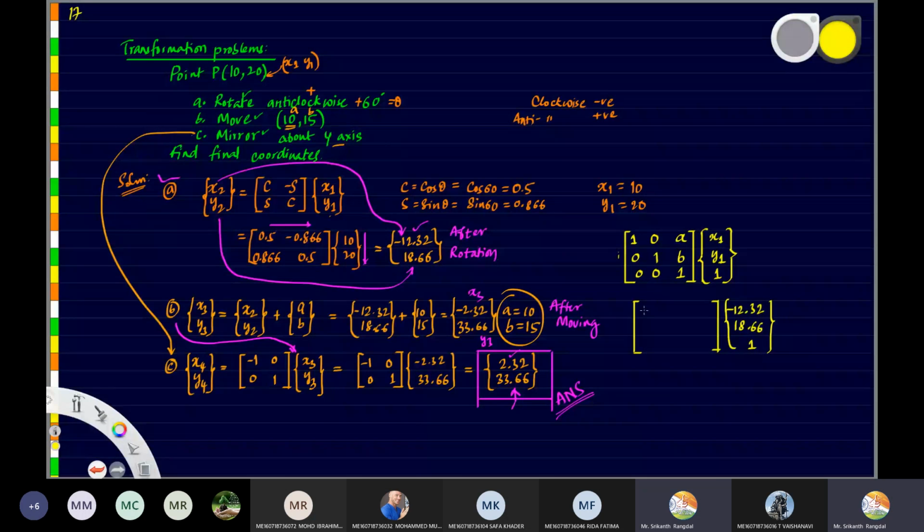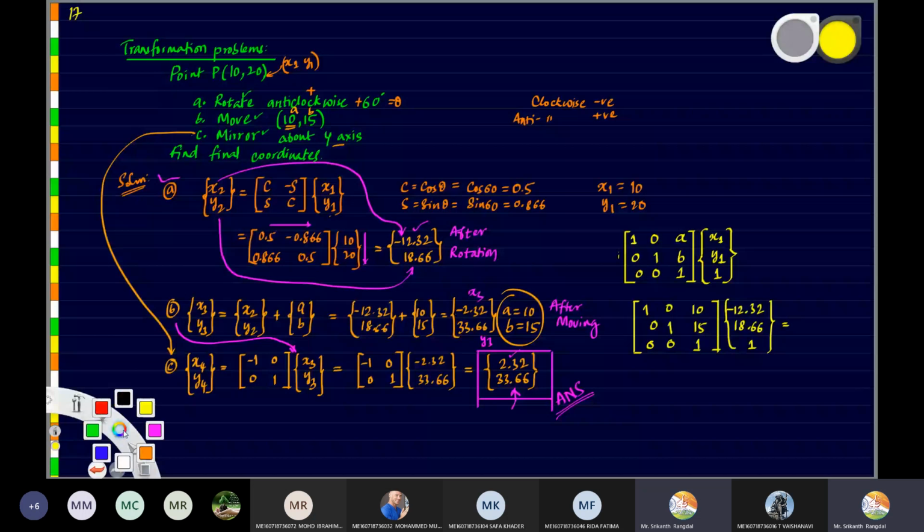As I told, this will remain 1, 1, 0, 0. This is the null matrix. This is the scaling matrix. And this is where we get A and B. So what are the values of A and B? A is 10, B is 15. So now if you multiply this, what do we get?